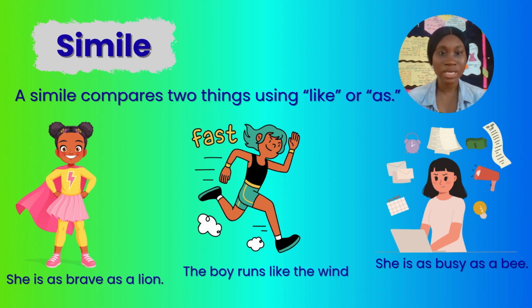Now she's as busy as a bee. When you see bees, they are up and doing. They are just everywhere, buzzing, moving about. So when I tell you she's as busy as a bee, it helps you to quickly understand exactly what I mean. So simile is used to compare things using the words like and as.